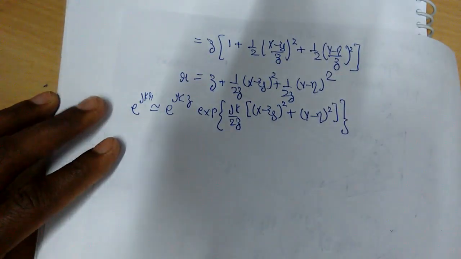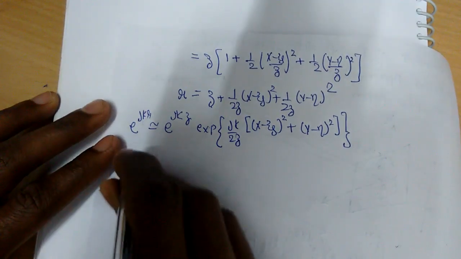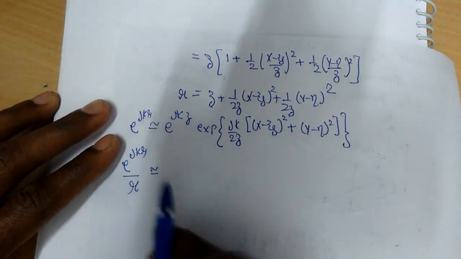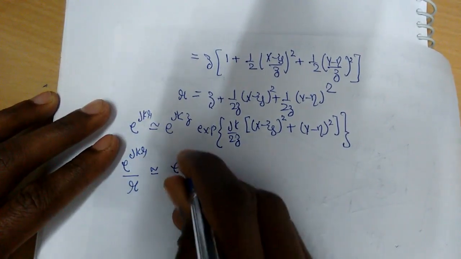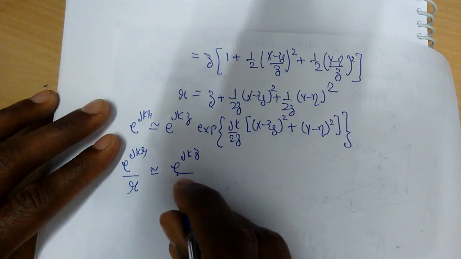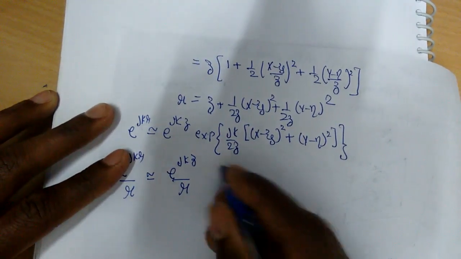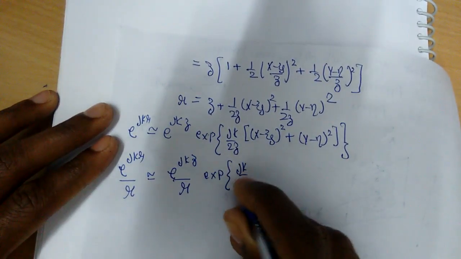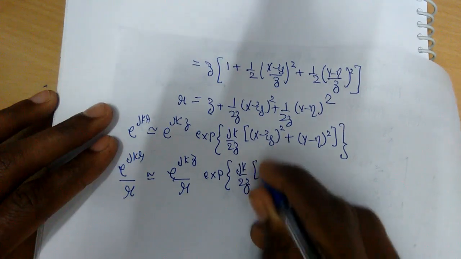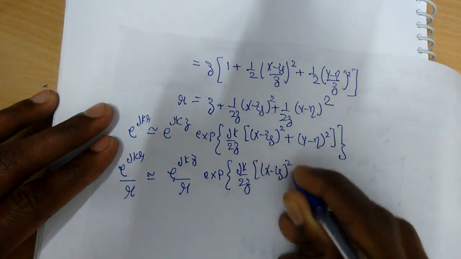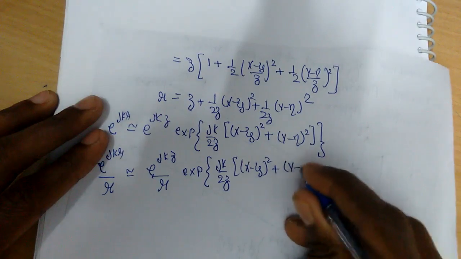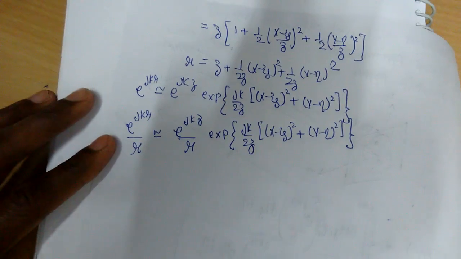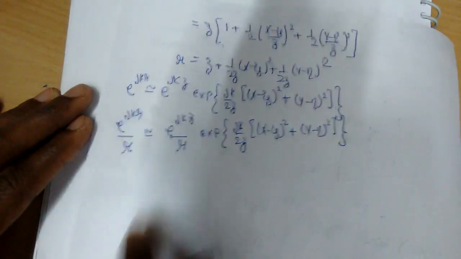So therefore, the expression for the spherical wave, e raised to power jkr divided by r, will be given by e raised to power jkz divided by r, and e raised to power jk divided by 2z times x minus zeta whole square plus y minus eta whole square. Okay, so here I'm going to make a very small approximation.